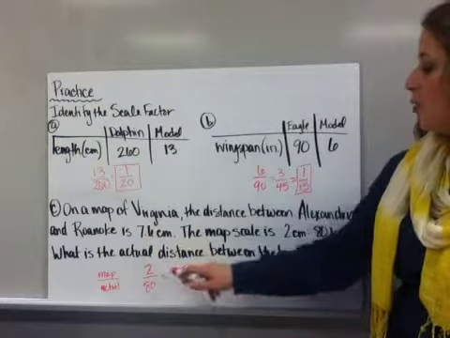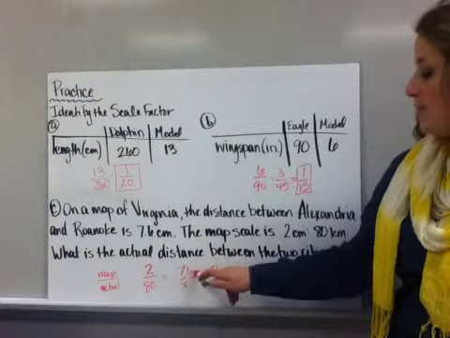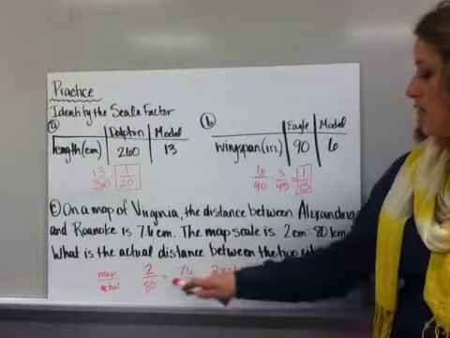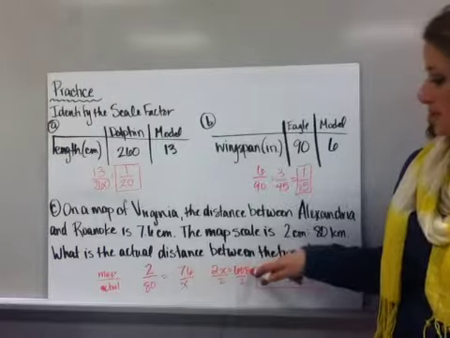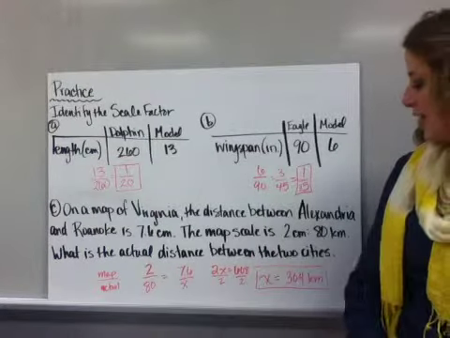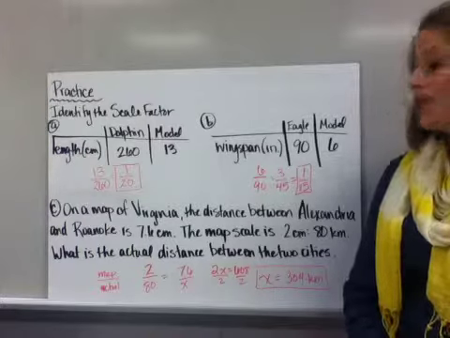And then it is 7.6 centimeters on the map. So I'm wanting to know the actual distance. Cross multiply to solve. 2x equals 80 times 7.6 is 608. Divide both sides by 2. And I get x equals 304 kilometers.